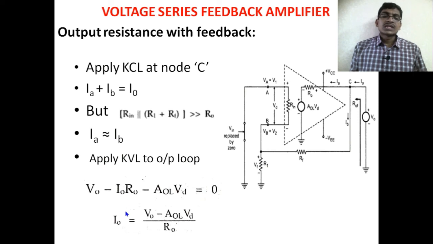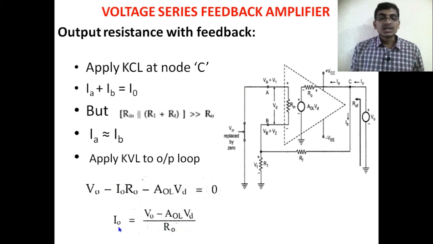So from this equation we can write I0. If you take the I0 R0 term to the right hand side, it becomes plus I0 R0, and on the left hand side we have V0 minus AOL VD. If you take R0 to the left hand side, it divides the equation. Therefore the output current I0 is equal to (V0 minus AOL VD) by R0.